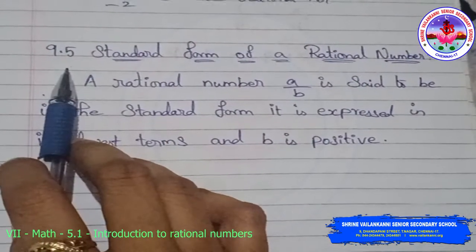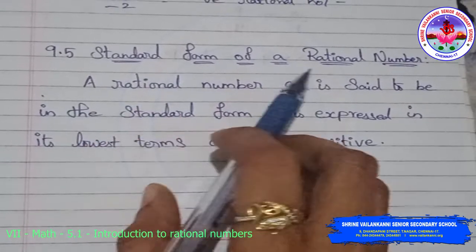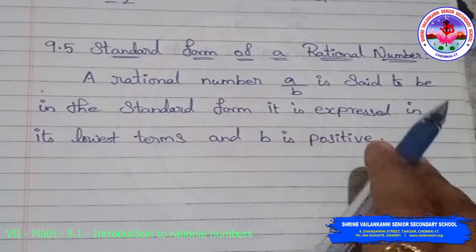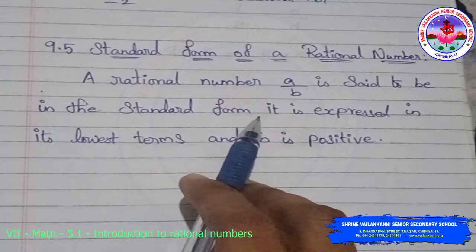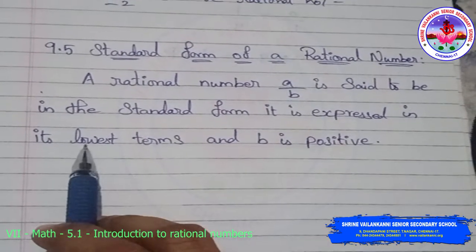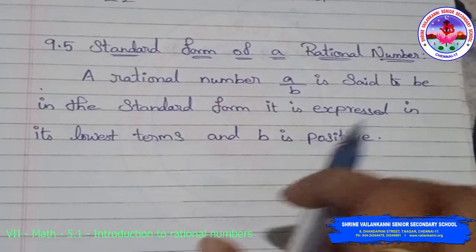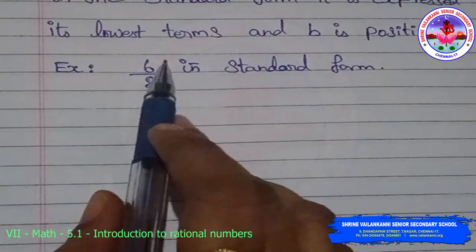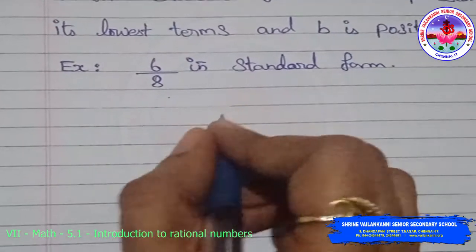The next topic is 9.5, standard form of a rational number. A rational number a by b is said to be in standard form if it is expressed in the lowest terms and b is positive. Here the example is 6 by 8, to be put in standard form.